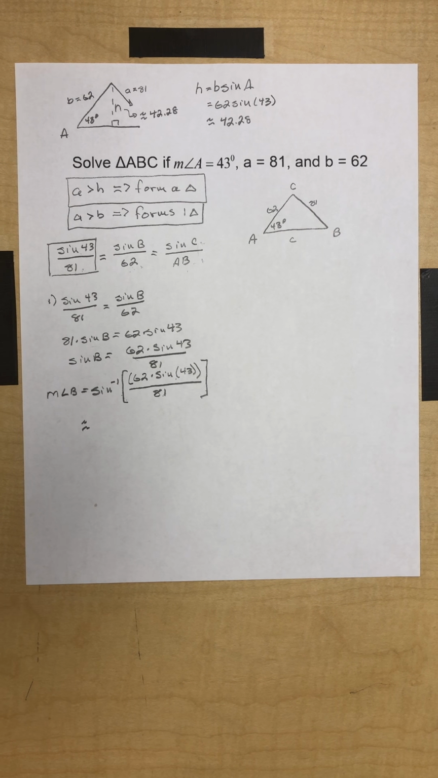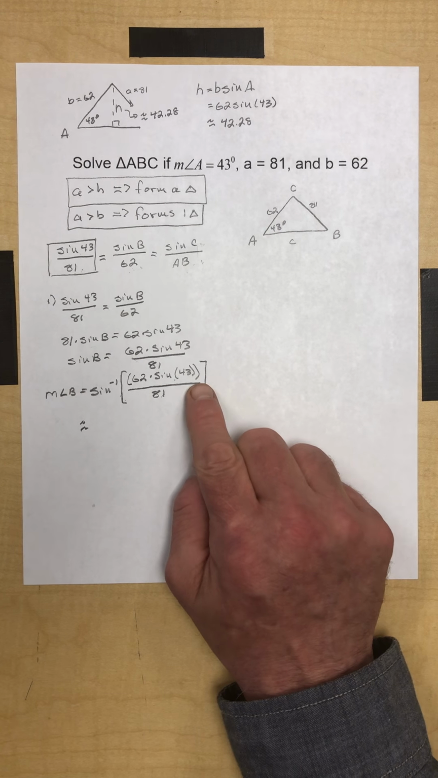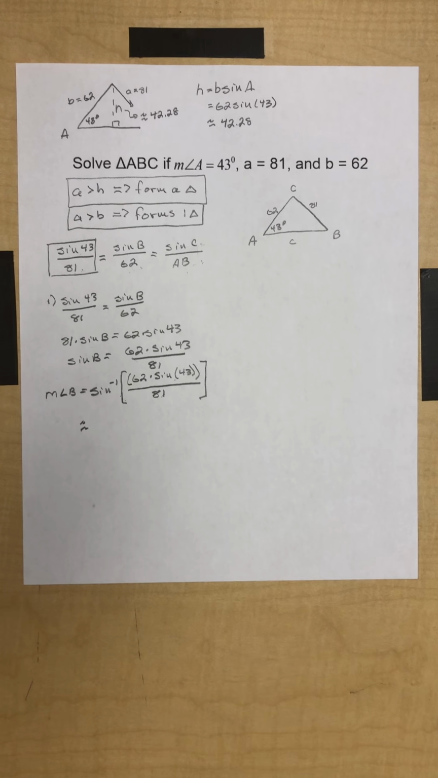I'm in degrees, so I go second, sine inverse. The bracket, got that parenthesis. 62 times the sine, and one parenthesis pops up, 43, so I need a parenthesis to match the 43, then another parenthesis to separate the numerator from the denominator. And then that is divided by 81. And then I need a parenthesis, and hit enter.